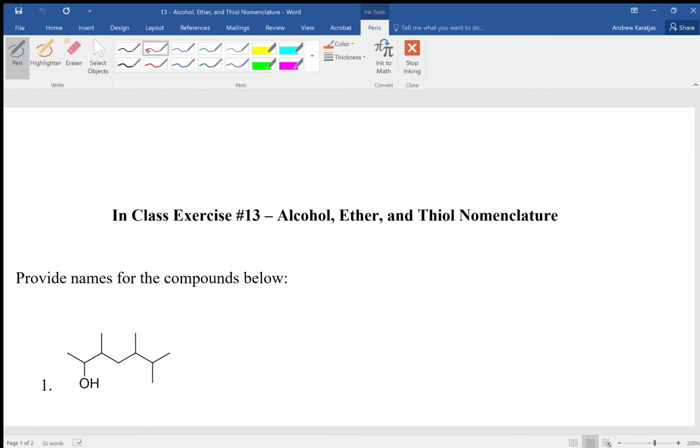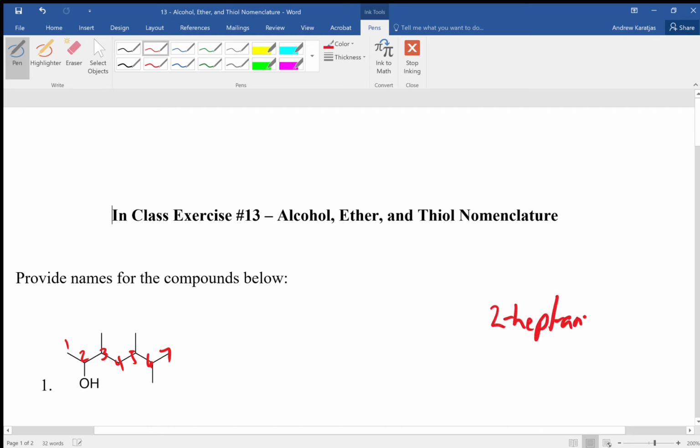So now we can go over some nomenclature as it relates to alcohols, ethers, and thiols. Our first example here is this 7-carbon parent chain with the alcohol at carbon 2. Recall that numbering becomes easier for alcohols than it did when we were just working with alkanes, because numbering for alcohols means that we put the number closest to the alcohol. We start at the end closest to the alcohol.